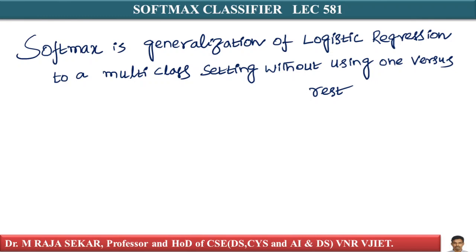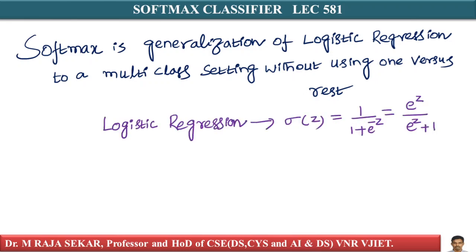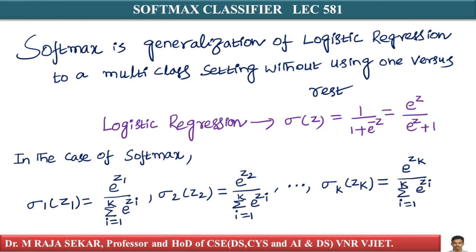one versus rest. The most important thing here is, in logistic regression, what do we have? In logistic regression, sigma z equal to 1 by 1 plus e power minus z, isn't it? Which is equal to e power z by e power z plus 1. In the case of softmax, what is my sigma 1 z1? E power z1 by summation i equal to 1 to k e power z i, sigma 2 z2 means e power z2 by summation i equal to 1 to k e power z i, and so on. Sigma k zk is e power zk by summation i equal to 1 to k e power z i, isn't it?